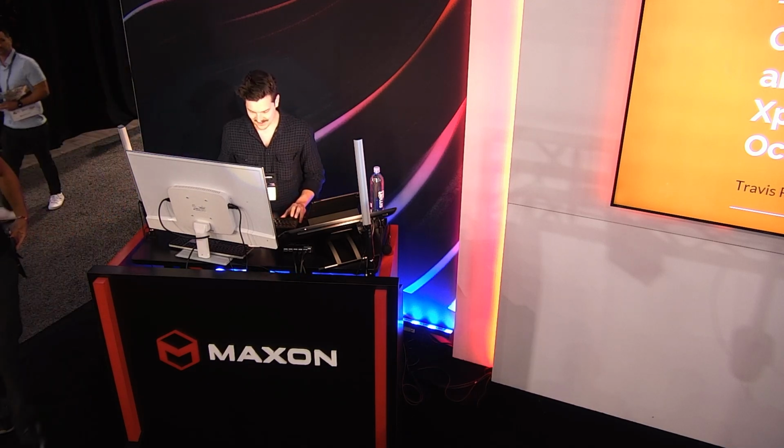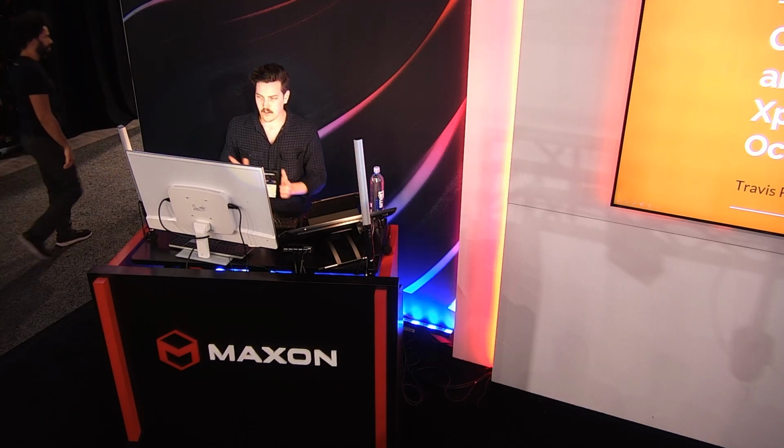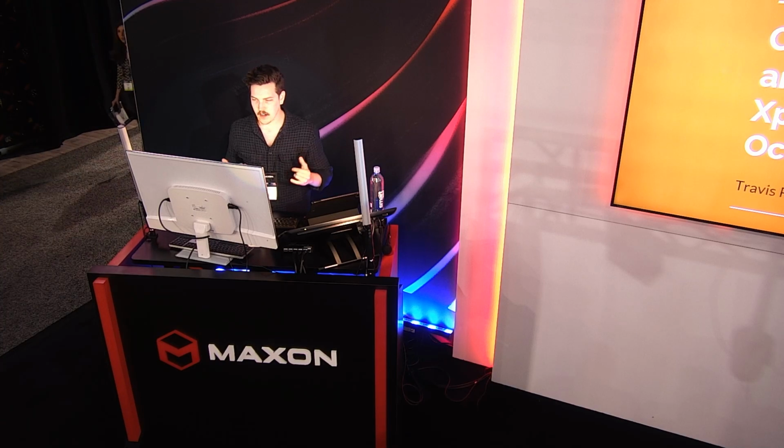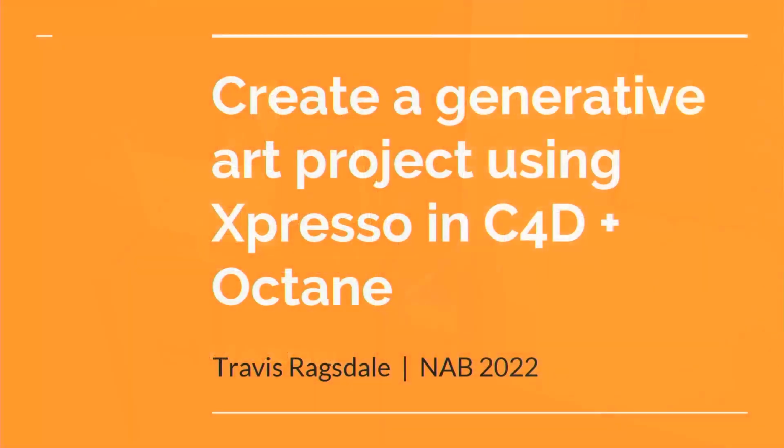All right. Hey, everybody. Thank you for coming out. Today we're going to be talking about how to create a generative art project using Xpresso in Cinema 4D. Before we dive in, I'm Travis Ragsdale. I'm a 3D artist. I've been using Cinema 4D for about 7 years. I've worked with clients like Callaway, Jägermeister, Facebook, Google, and some others, and now I'm doing an NFT project full-time. It's called AlphaBot Society, and it's on the Crypto.com platform.